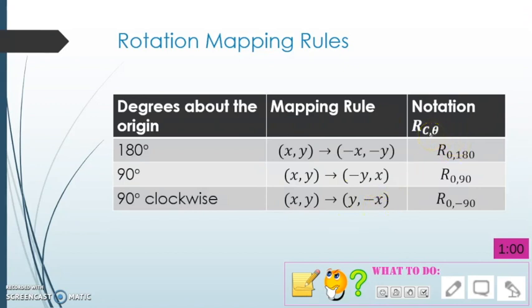Now in notation, we would use a capital R for this. And then the subscript, the little numbers and things at the bottom, C tells you the center, what we're rotating about. And then theta is a Greek letter that represents degrees. So that's how many degrees you're turning. So 0 for the origin and 180 degrees for the rotation. Here we have negative 90 because that would be clockwise direction.